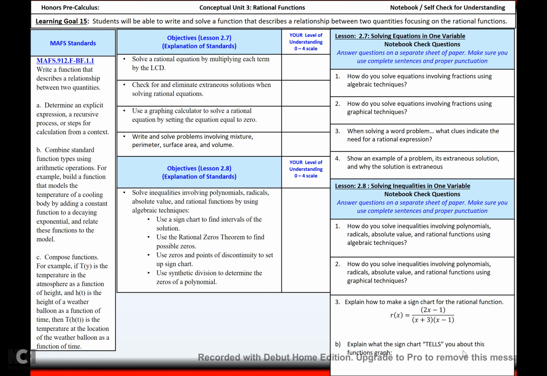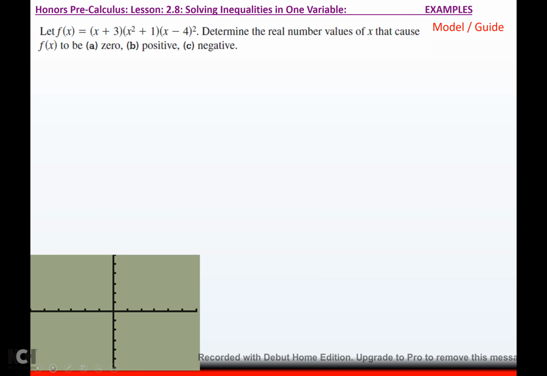All right, today we're going to be talking about inequalities, okay? And we're going to talk about when these rational functions are positive and when they're negative and when they're undefined and when they're actually equal to 0. And here we go.